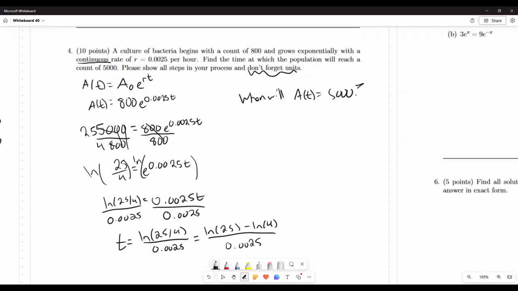And last but not least, don't forget your units. So what units do we have? t was measured in hours, so this is a number of hours. So there we go. And if you wanted to plug this into a calculator, you would find out exactly how many hours that is, but that's not something I'm going to do here. So there you go. That's how you can do some exponential solves. In the next videos, we'll look at some more detailed solving problems.